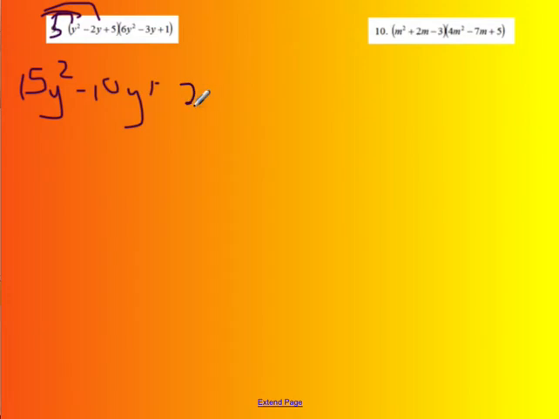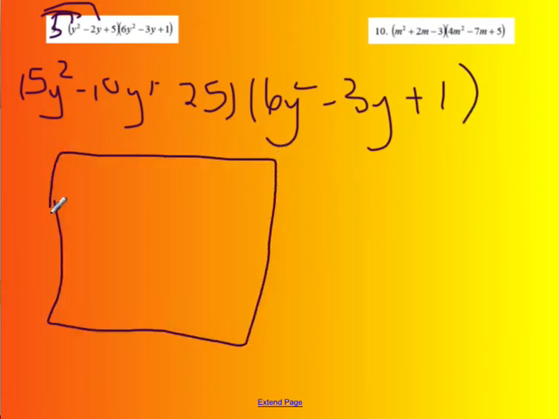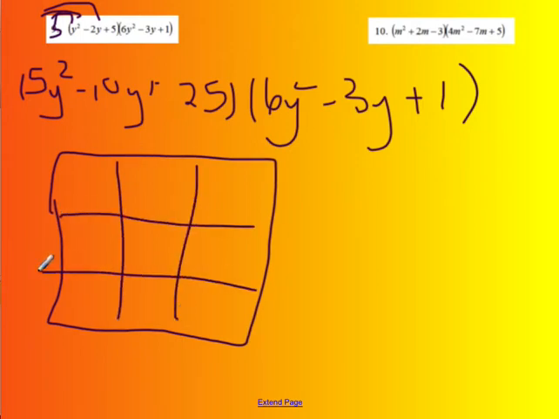Oops, I lost a lot there. So that's going to be times 6y squared minus 3y plus 1. So notice, again, I just distributed that 5 into one of the two parentheses. So now you're going to have a box that's going to be 3 by 3 because that's how many terms you have. So it doesn't matter which one you write going down and which one you write going across the top, as long as you keep each expression together.